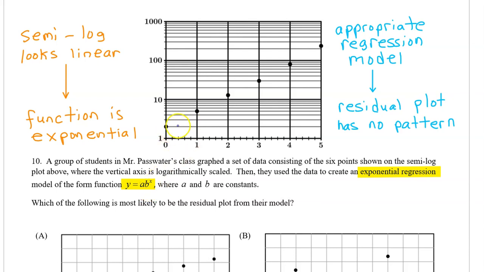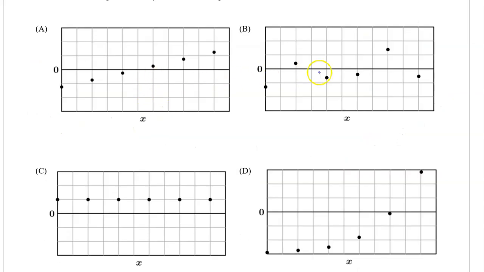And because the semi-log plot appears linear, we know that the data represents an exponential function. So an exponential model is appropriate. Therefore, the residual plot should show no clear pattern. Which of these residual plots shows no clear pattern? The answer is B. This residual plot is the only one that shows no clear pattern. This indicates that an appropriate model was used.